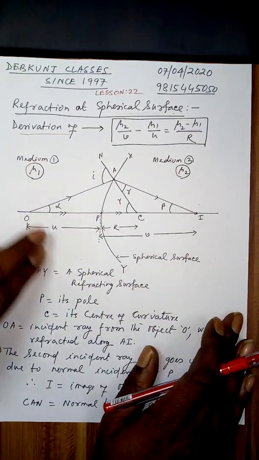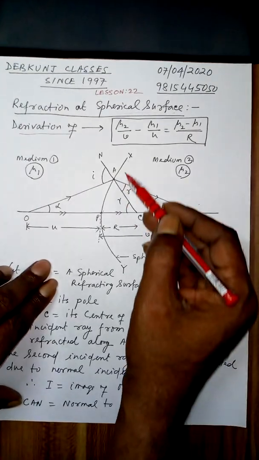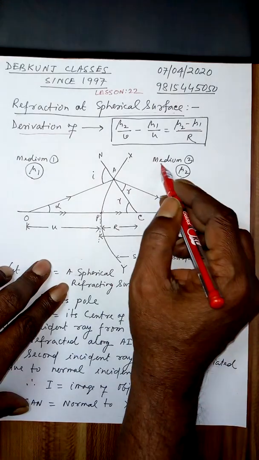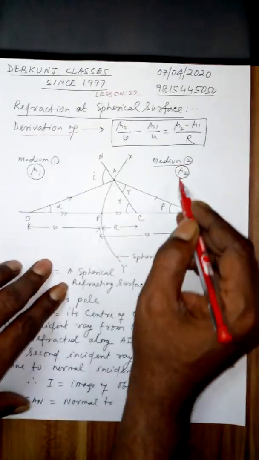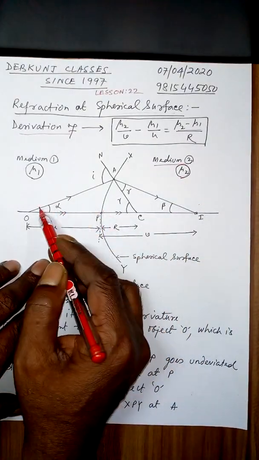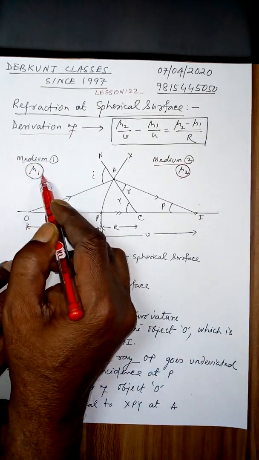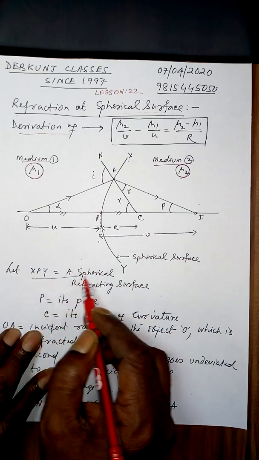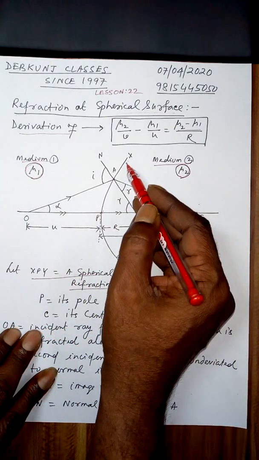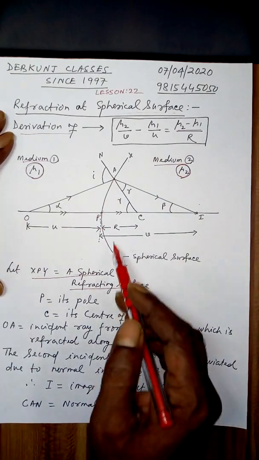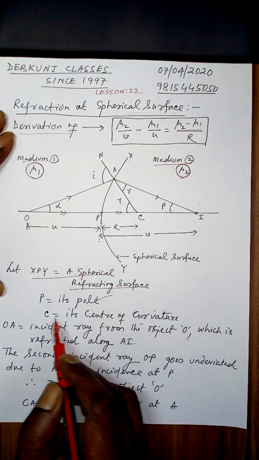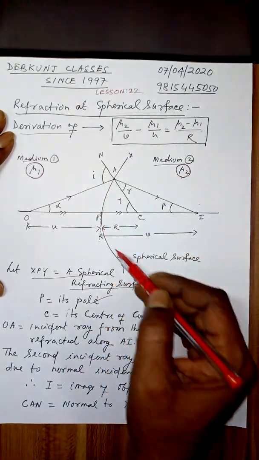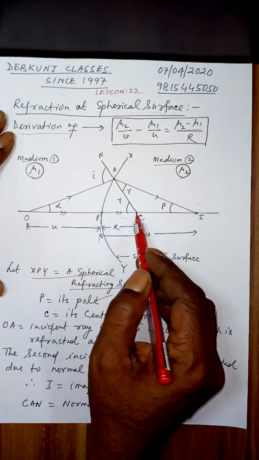If you look at the diagram, XPY is a convex surface. This side is medium 2 having refractive index mu2, and the front side is medium 1 having refractive index mu1. Now let XPY be a spherical refracting surface. P is the pole of the surface, C is the center of curvature, because this is curved to this side, so the center of curvature will be this side.